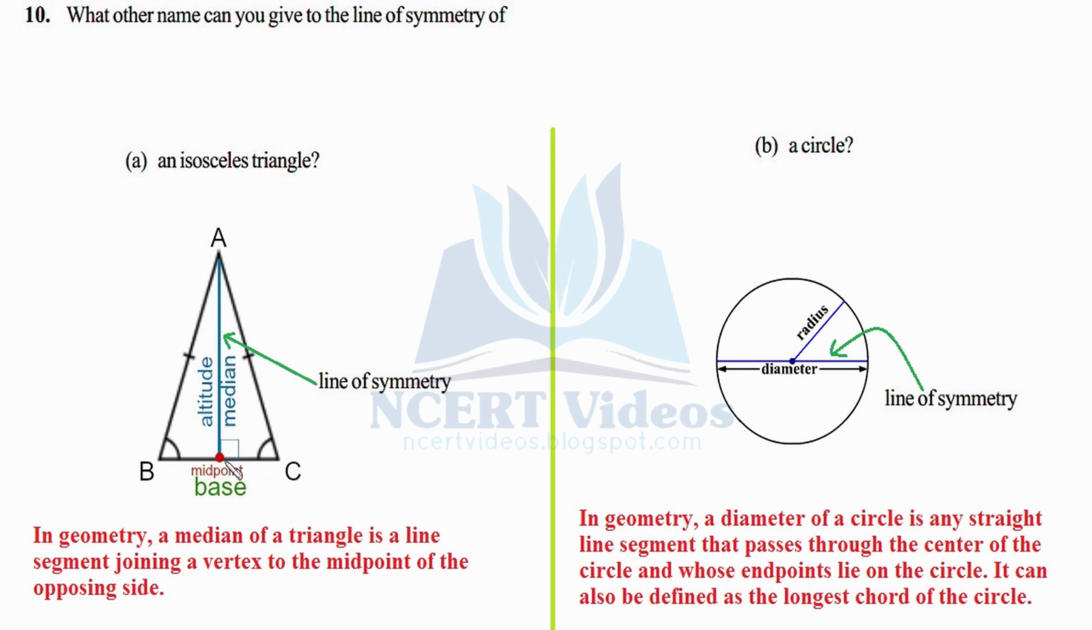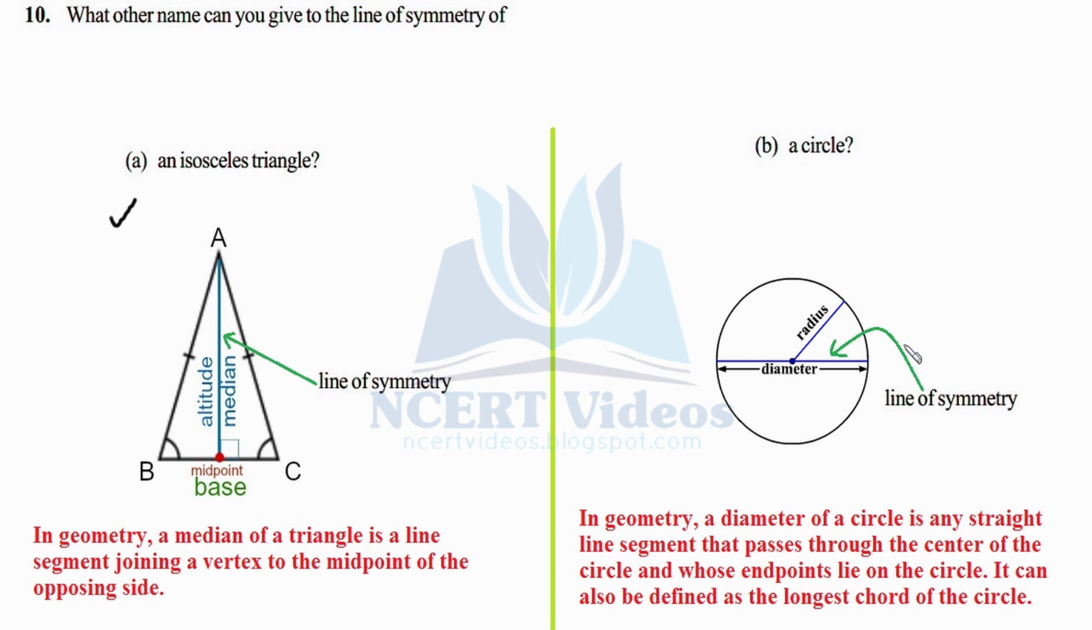Now, median in this case is on the base, take the middle point, draw a perpendicular which touches, or simply just draw a line which touches this vertex, that is the opposite vertex, that will be the median. And we have also studied in this chapter that from here itself, from here only, the line of symmetry goes. Therefore, another name for line of symmetry in case of isosceles triangle is median. That's for A.